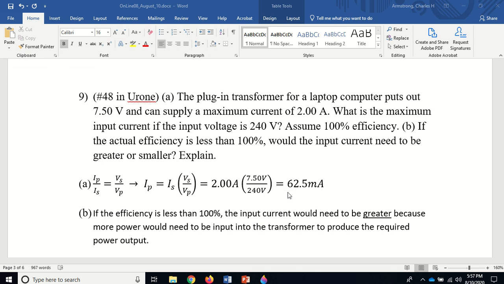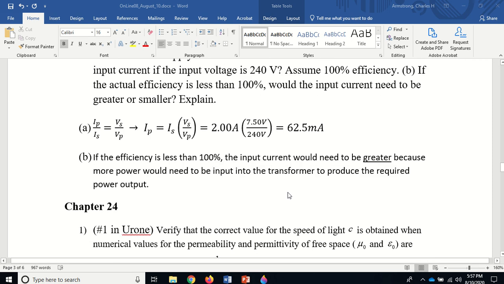If the actual efficiency is less than 100%, would the input current need to be greater or smaller? If the efficiency was less than 100%, the input current would need to be greater because more power would need to be put into it in order to account for the losses. Because in that case, you're getting losses.